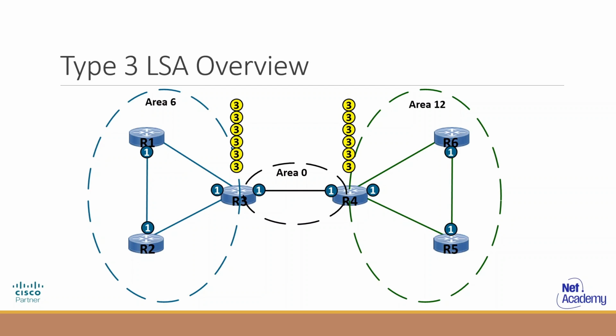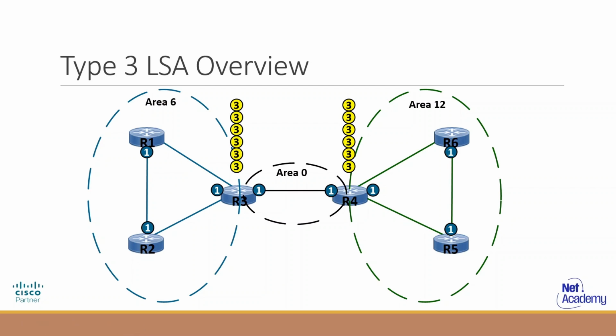And so the type 3 LSAs are generated on our ABRs. They're always going to be generated on our ABRs. And remember that in type 1s and type 2s, I'm sending a single LSA for all my networks that might be included.